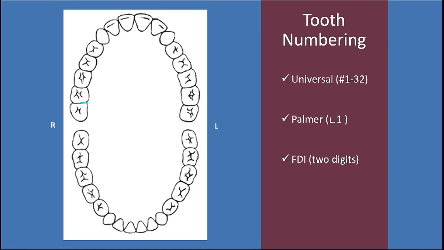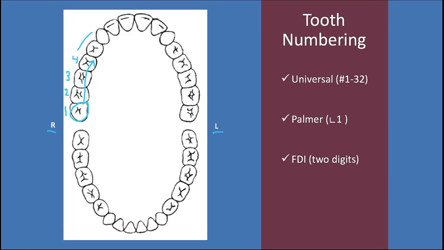So I want to point out really quick that this side is the patient's right side and this is their left side. Because remember, we're looking at the patient straight on. So tooth number one is right here, and that's the upper right third molar. Then we just go in order from there. Tooth number two, number three, number four, and so on.